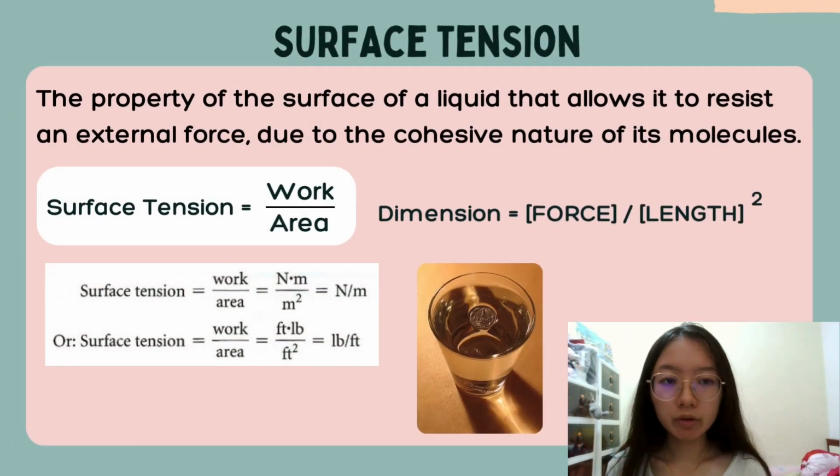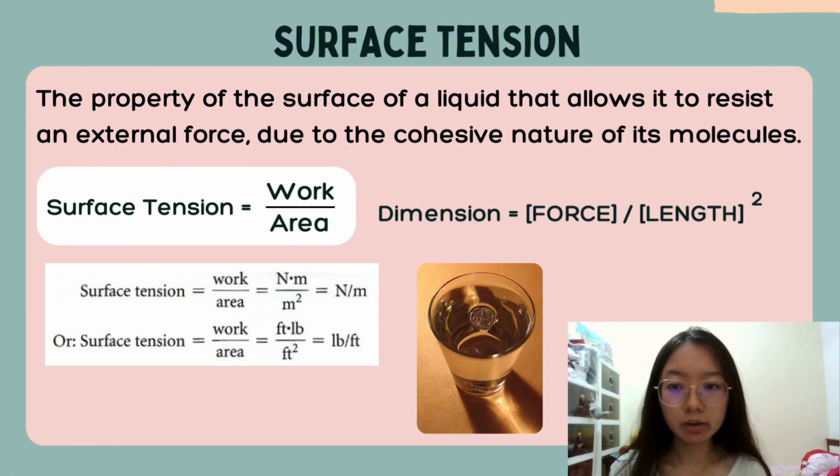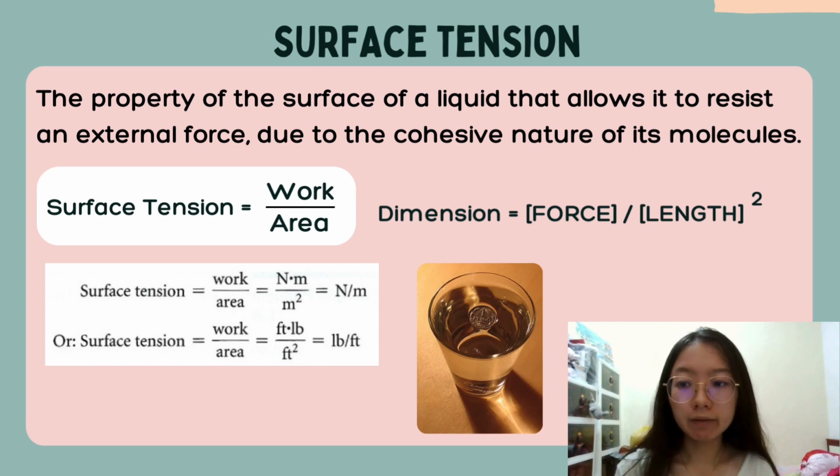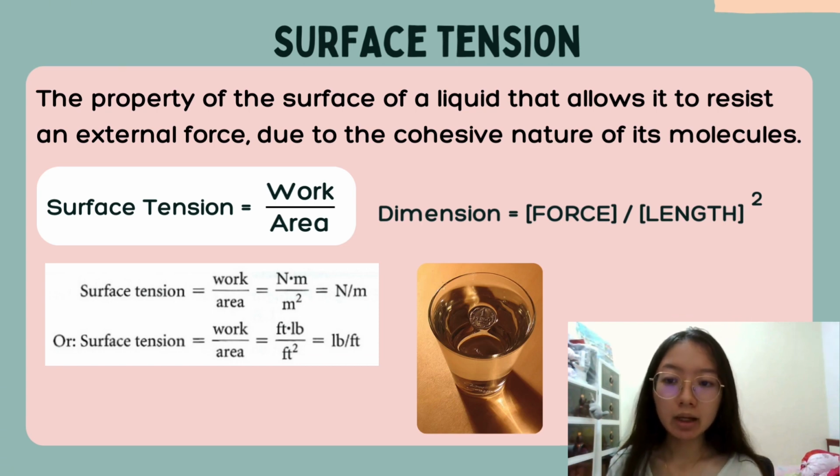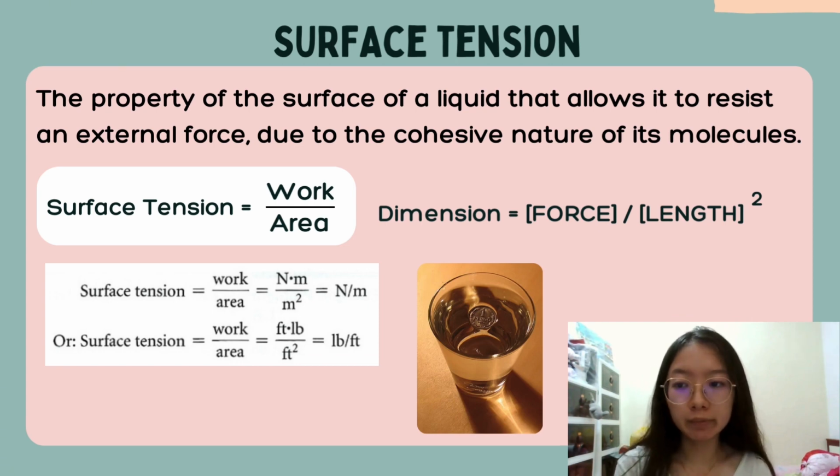So now let's move on to surface tension. The surface tension is the property of the surface of a liquid that allows it to resist an external force due to the cohesive nature of its molecules. To make surface tension easy to understand, imagine you place a coin on a still water surface and it won't sink. This is because it is supported by the surface tension of the water. It's actually not significantly supported by the buoyancy because it would sink to the bottom if it were submerged.